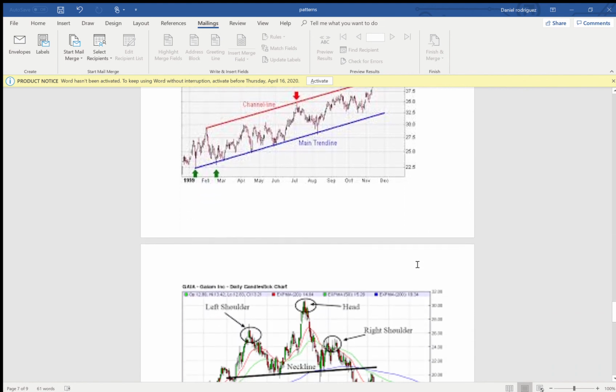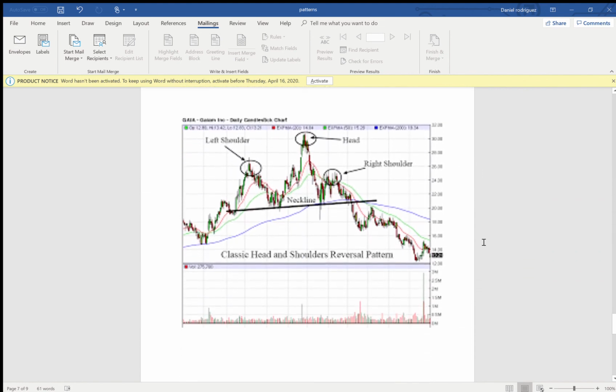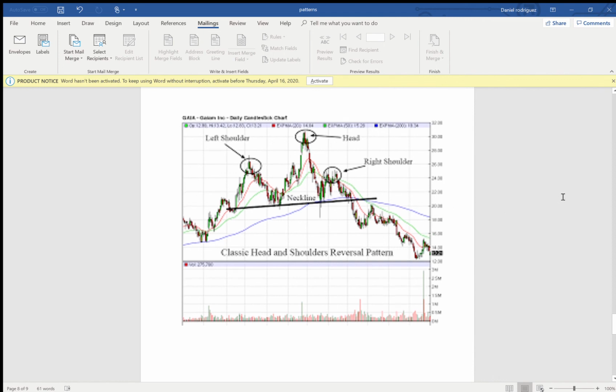So channel up. All right, this is one of my favorite ones. Classic head and shoulders reversal pattern. This is really easy, and I like trading on this one because it's almost, I want to say 90% accurate, but like I said, nothing is 100% accurate. There's the left shoulder right here, and then the head and the right shoulder and the neckline. When you see this type of pattern, that means it's going to go down. Boom, boom, neckline, head and shoulders. Beautiful, beautiful pattern.